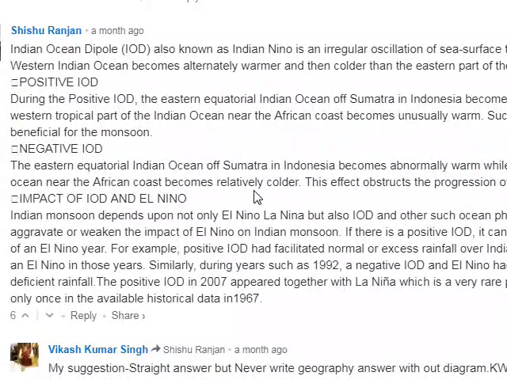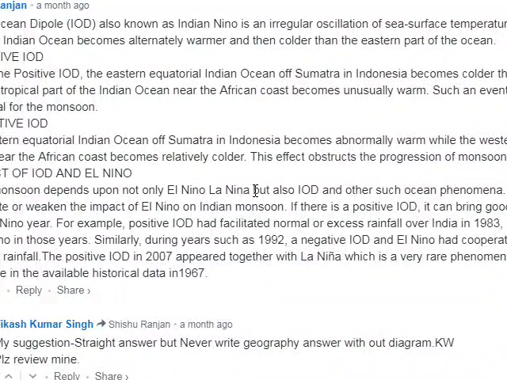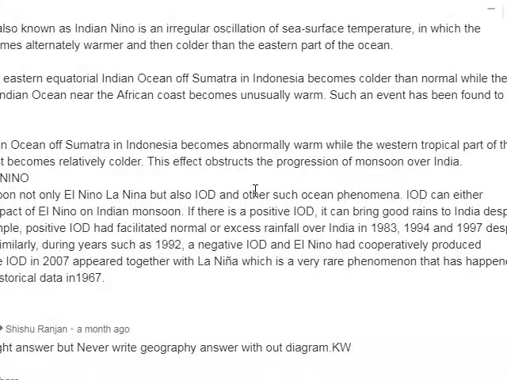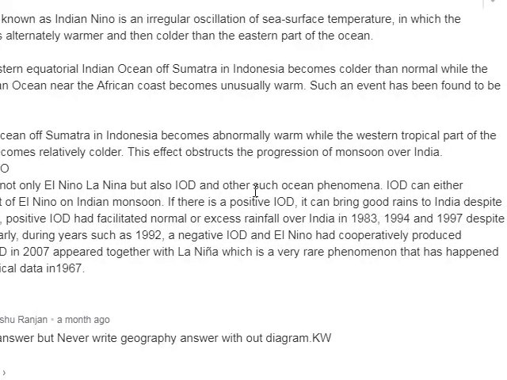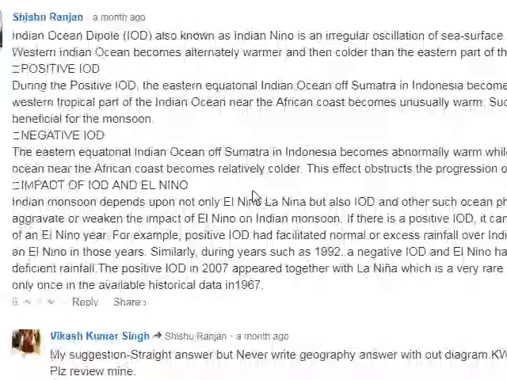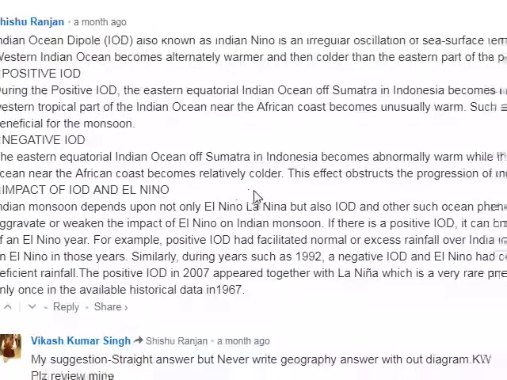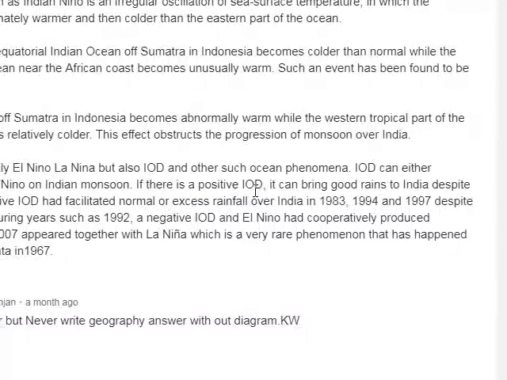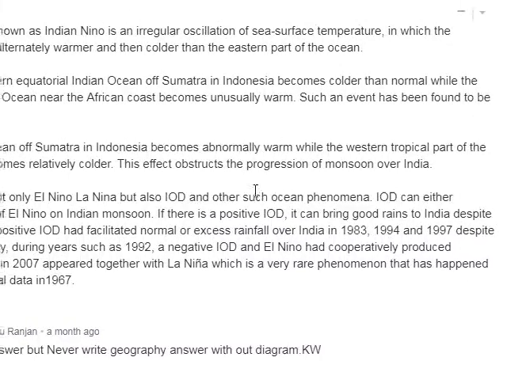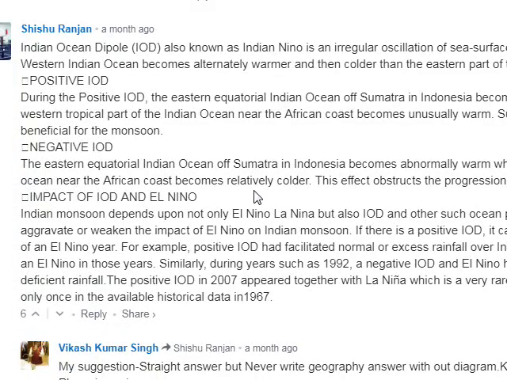Impact of Indian Ocean Dipole and El Nino. The Indian monsoon depends not only on El Nino and La Nina, but also on the Indian Ocean Dipole and other such ocean phenomena. The Indian Ocean Dipole can either aggravate or weaken the impact of El Nino on the Indian monsoon. If there is a positive Indian Ocean Dipole, it can bring good rains to India despite an El Nino year.